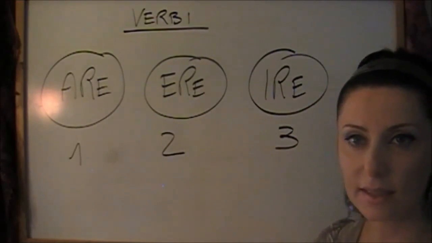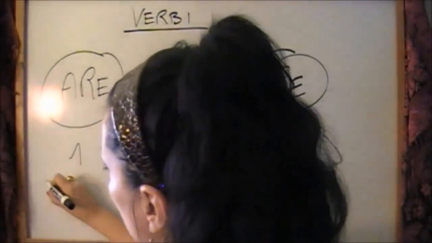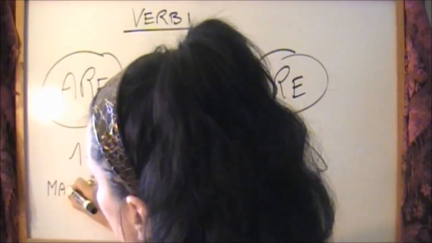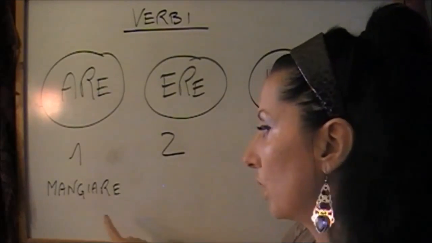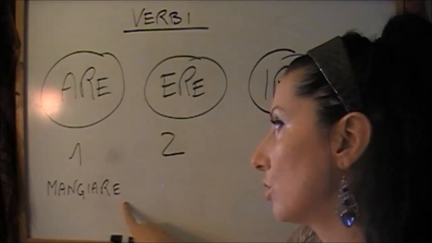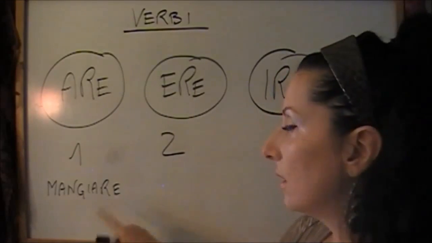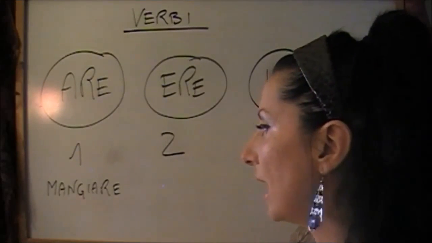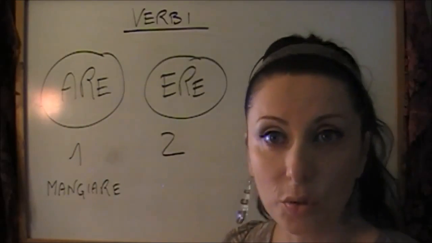Let's see an example so you understand what I mean. For example, if we take the verb mangiare, in Italian it means to eat. So this verb, you understand that it is a verb because all verbs at the infinitive end in are, ere, or ire. This verb, mangiare, ends in are, it means that it belongs to this first group.